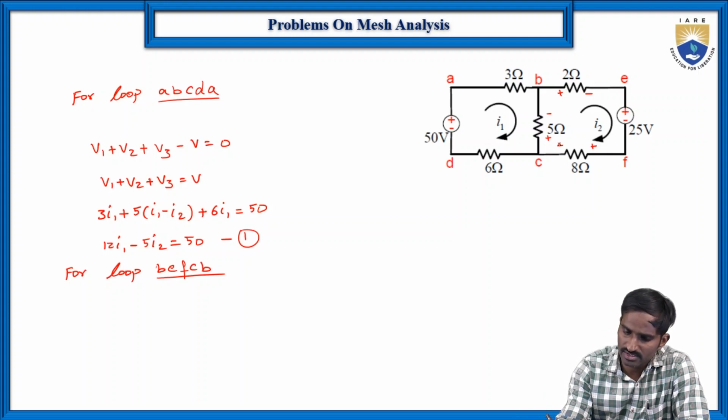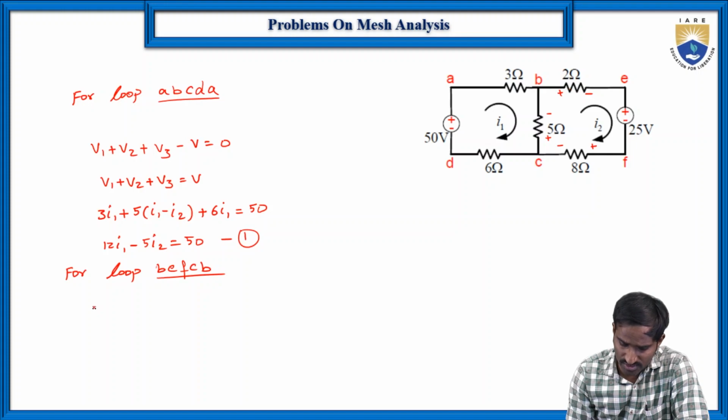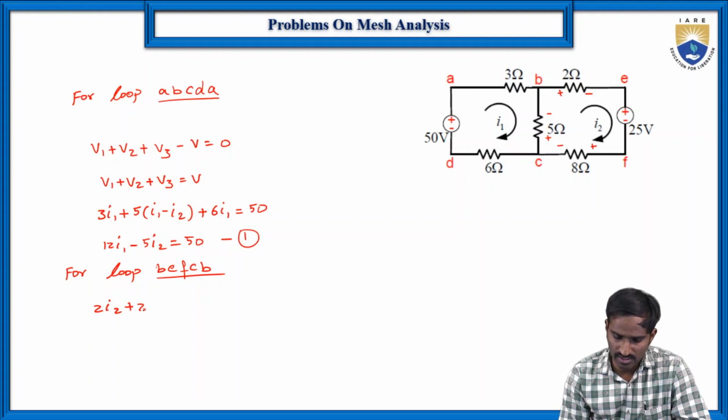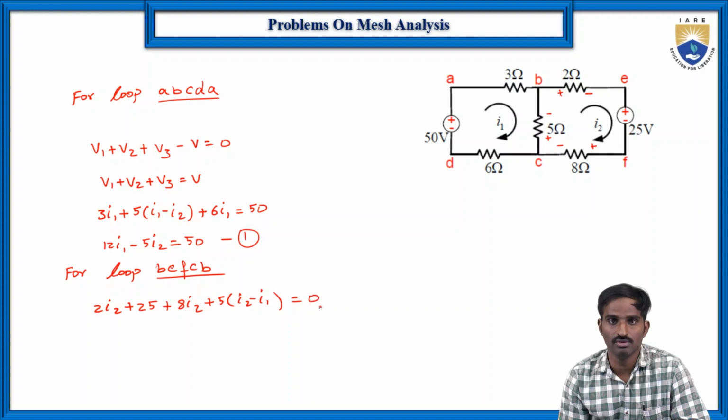Let us start from the 2 ohms resistor. The current flowing through the 2 ohms resistor is I2, so 2 I2 plus, and of course 25 is there, then after that 25 plus the voltage across the 8 ohms resistor, 8 into I2, plus 5 into I2 minus I1, because we are taking the reference current direction as the I2 direction, which is equal to 0.